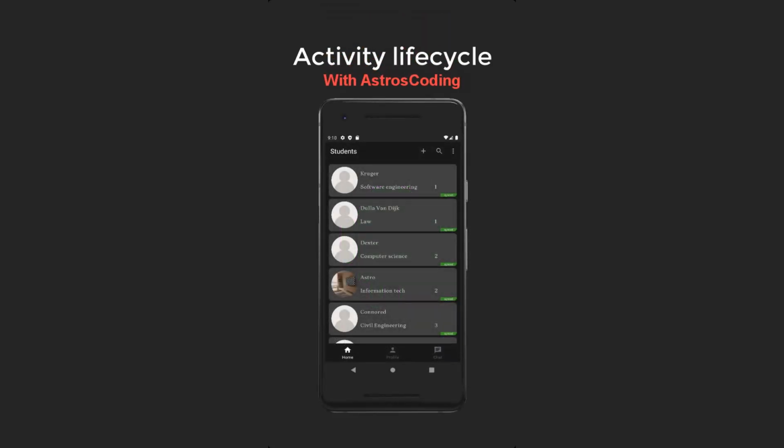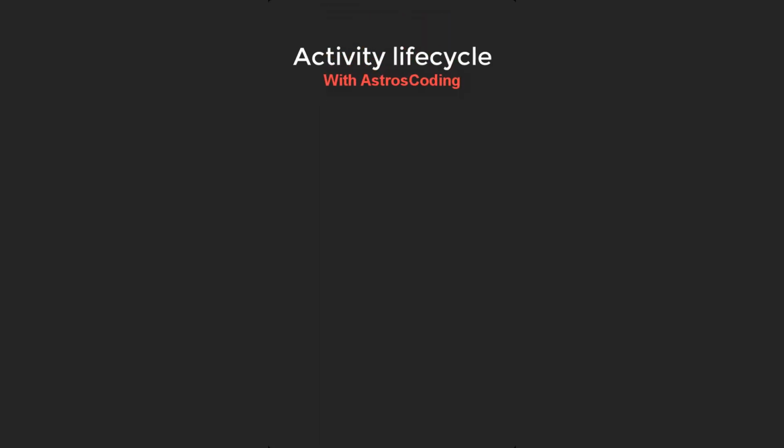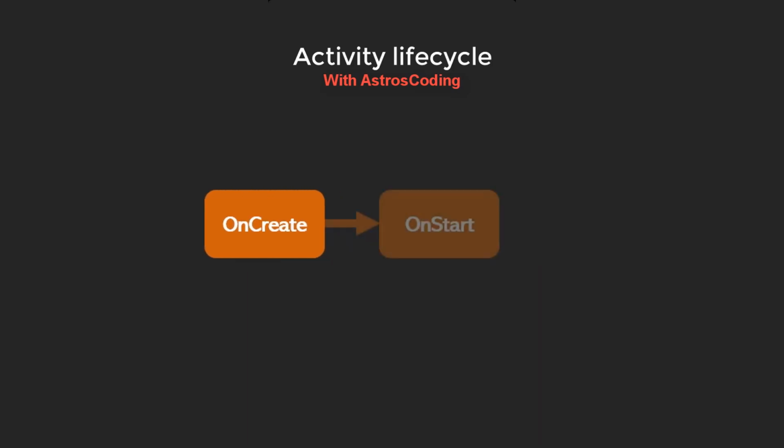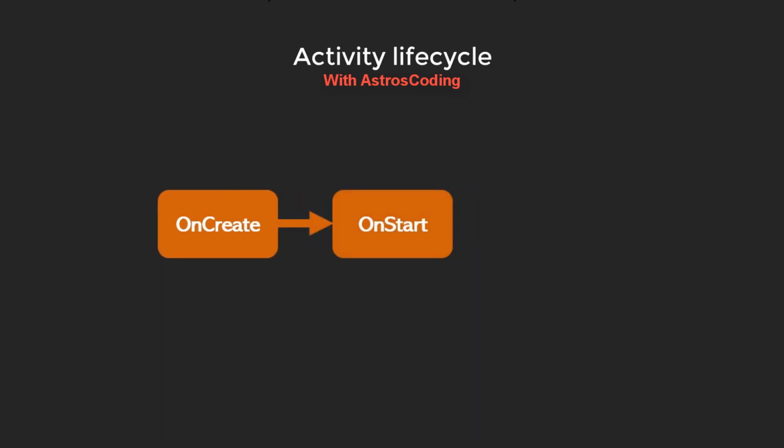Activities are referred to as our app display layer. Each activity has its own lifecycle, which is represented by a set of callback functions. The callbacks start with onCreate, which is called once during the lifetime of the activity. Then it moves to onStart, where the activity is preparing to be visible.